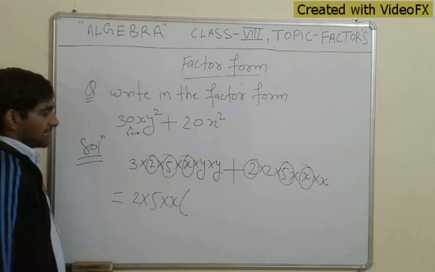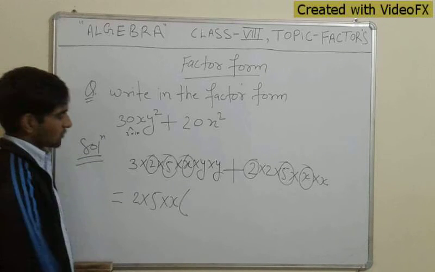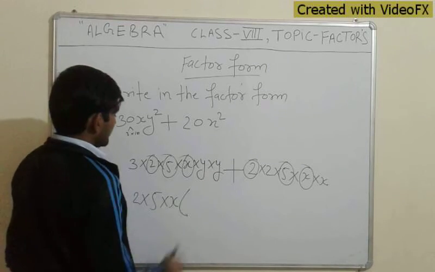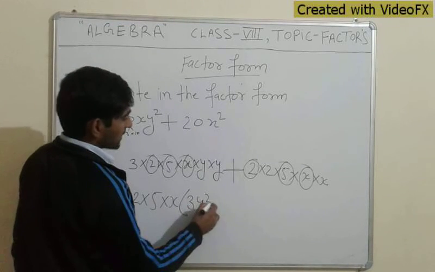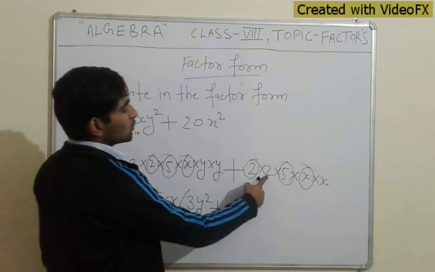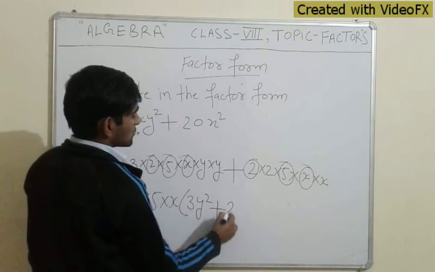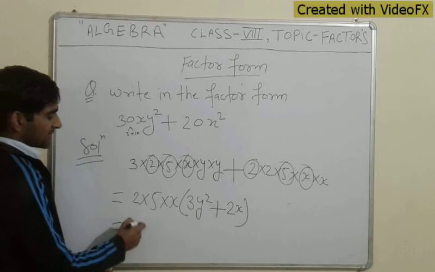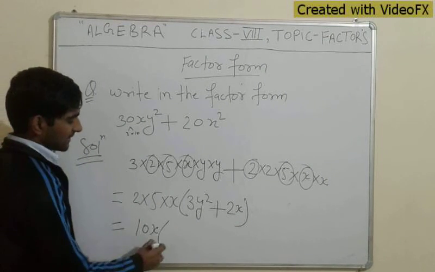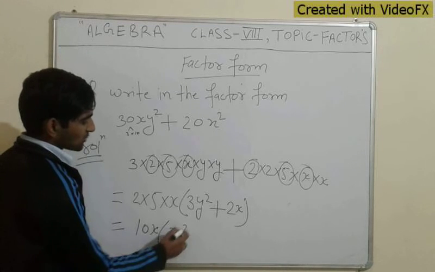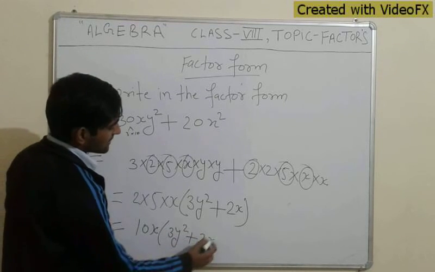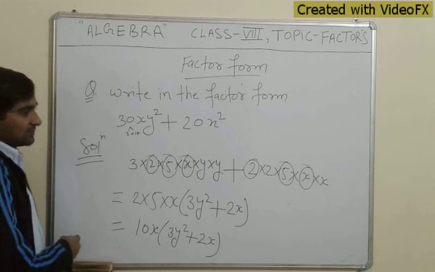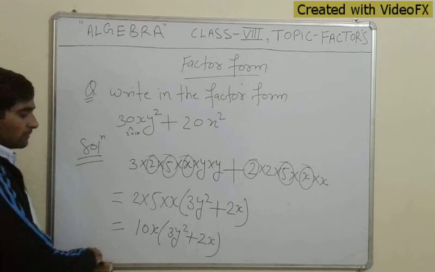Now I don't think any algebraic expression here can be taken common. So we can write 3y square plus 2x. The answer is 10x into 3y square plus 2x. Done. This is the factor form.